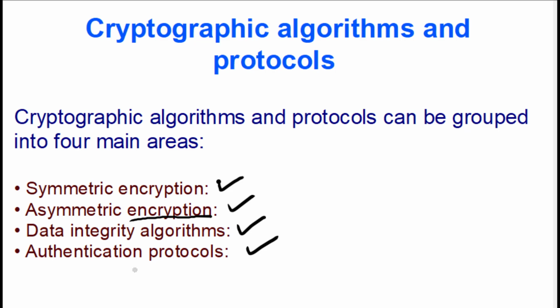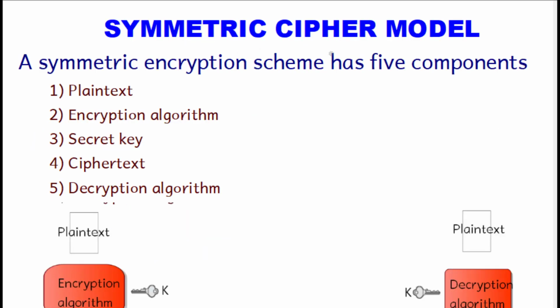Then we have authentication protocols. Authentication protocols can be used to authenticate. As the word authentication suggests, suppose Alice claims that she is Alice, then how can she prove that she is indeed Alice and nobody else? So we can have these authentication protocols. Then this is the symmetric cipher model. First we'll study the symmetric cipher techniques, and then we'll go for the asymmetric ones.